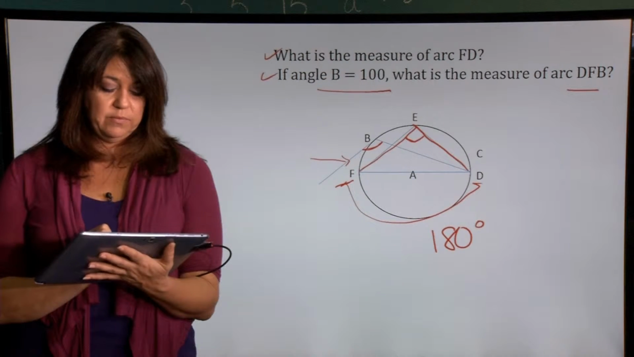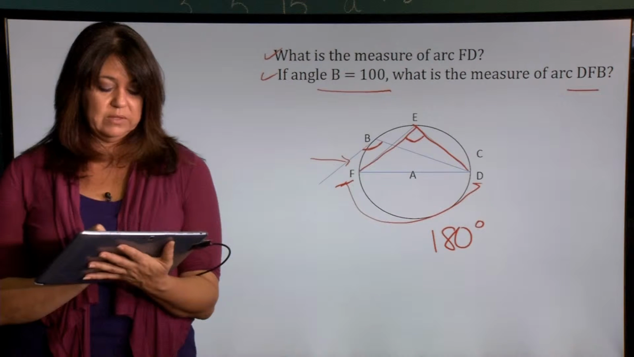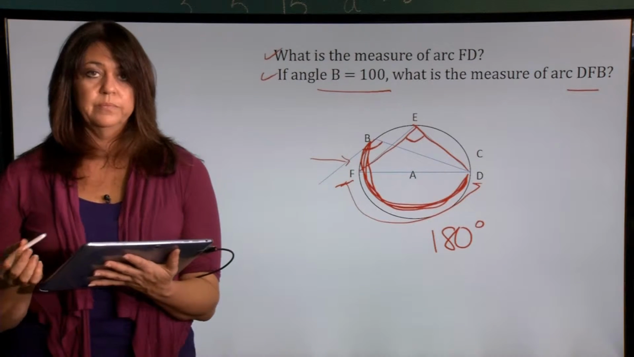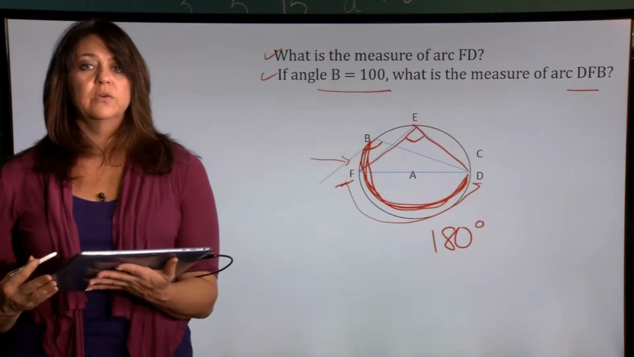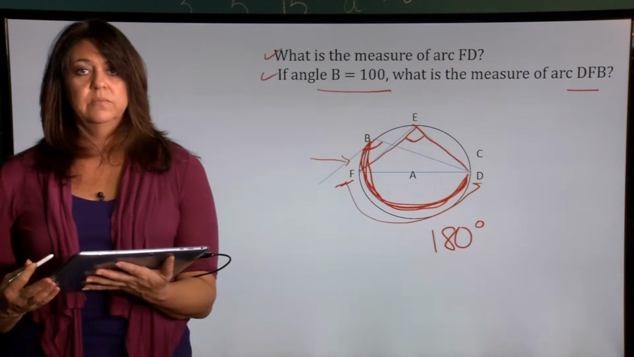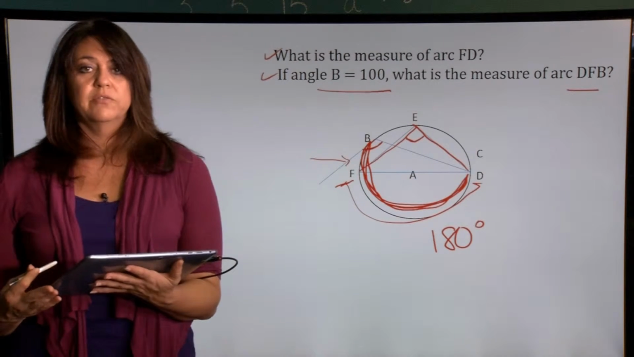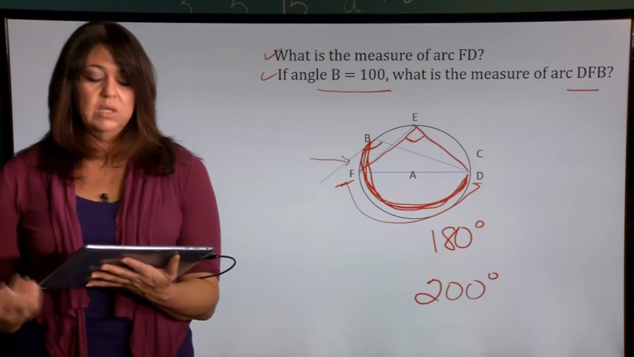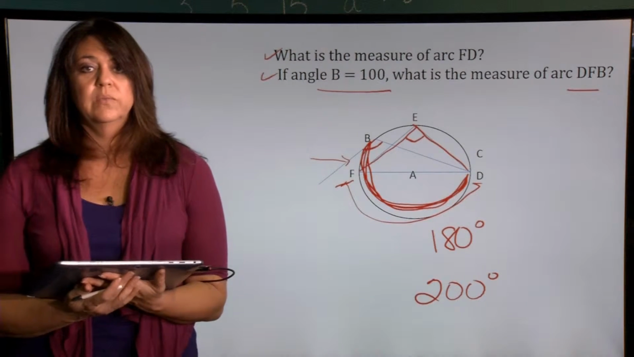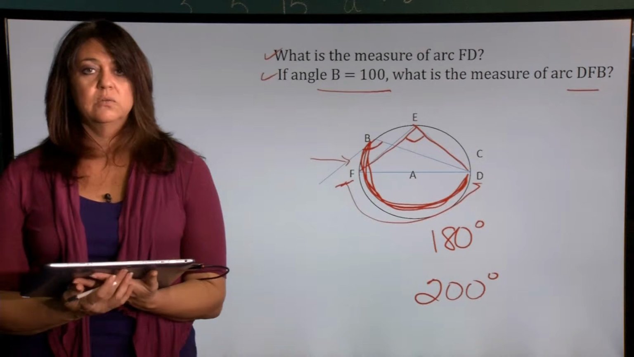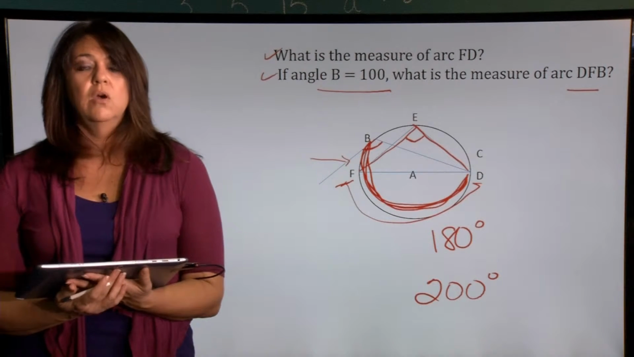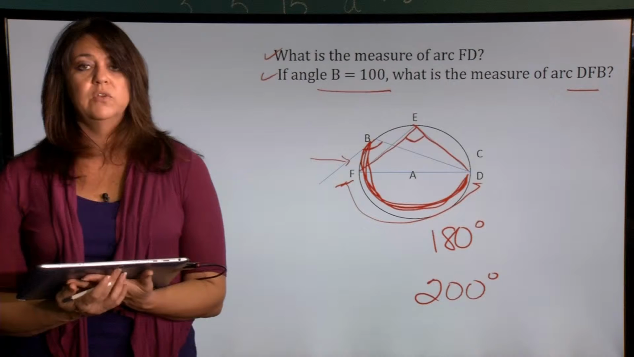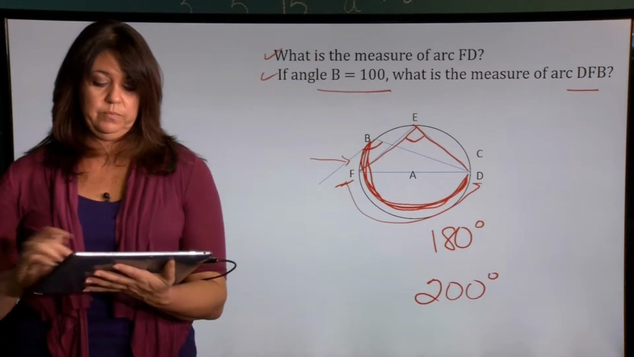The second question, if angle B equals 100 degrees, then what is the measure of arc DBF? We're looking for this entire space here. If the measure of angle B is 100 and it is always half of the arc, then 100 times 2 equals 200. So you're either dividing by 2 if you know the outside arc, or multiplying by 2 if you know the inside angle.